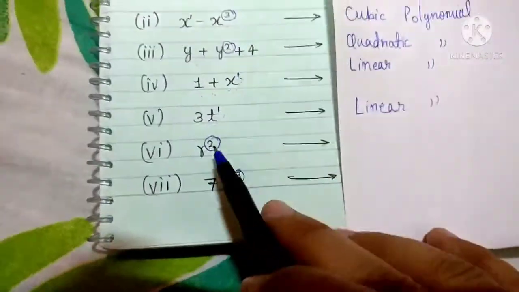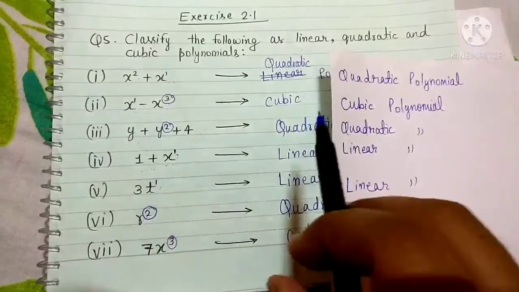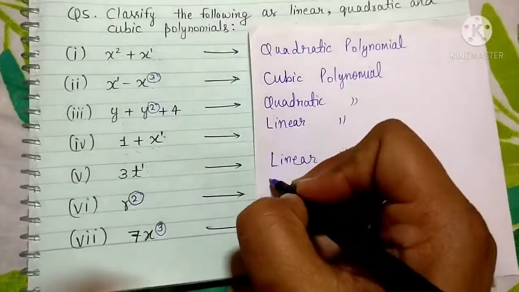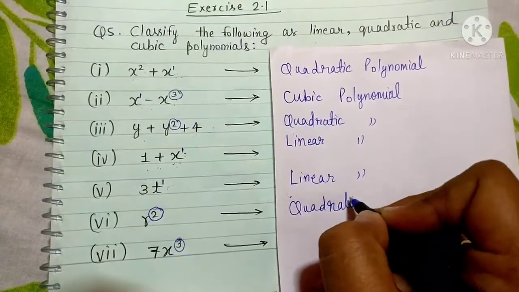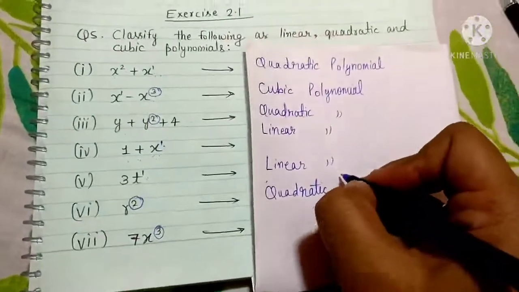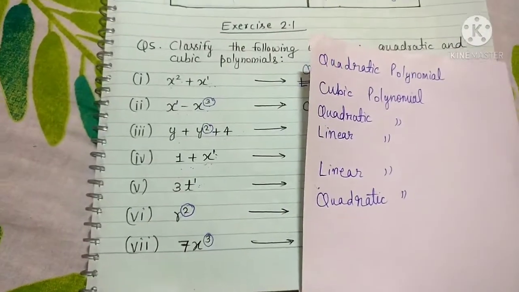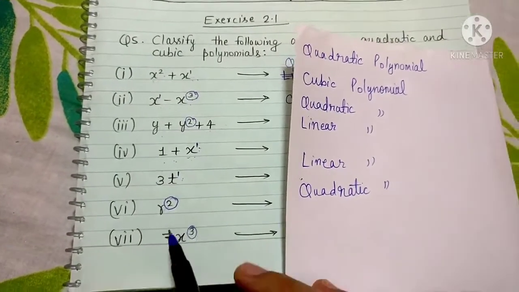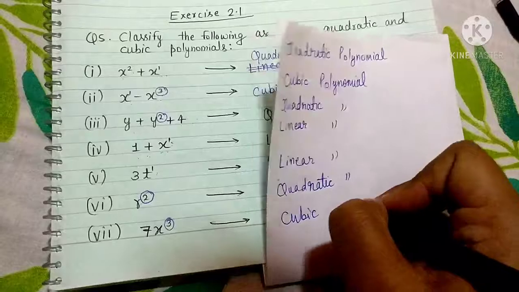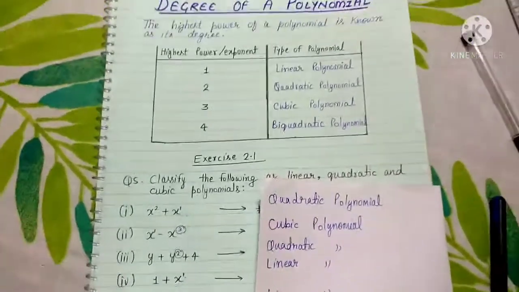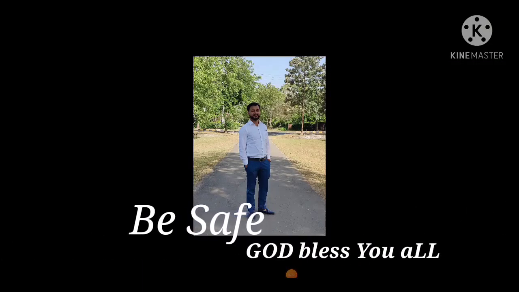Okay. Next, r raised to the power 2. We have learned that if the power is 2, it will be called a quadratic polynomial. Now next, 7x cube. The power is 3, so it will be called a cubic polynomial. So in this way we have learned the degrees of a polynomial. At last, I just want to say be safe and God bless you all.